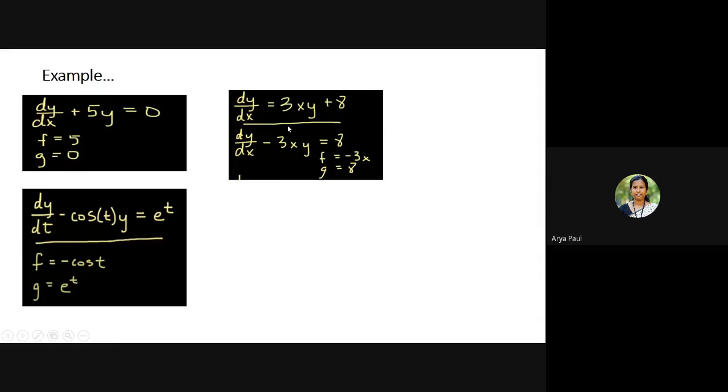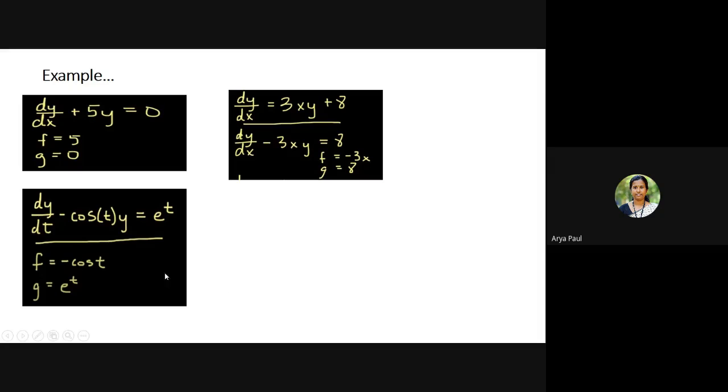And what about this one: dy by dx is equal to 3xy plus 8. This is another first order differential equation. You can rearrange the terms by bringing 3xy to the left hand side: dy by dx minus 3xy is equal to 8. So f is actually minus 3x, and g is actually 8. So g is a constant, whereas f is a function of x in this particular example.